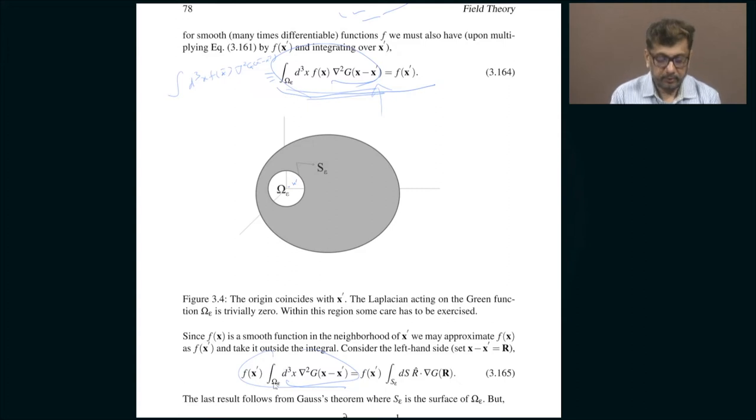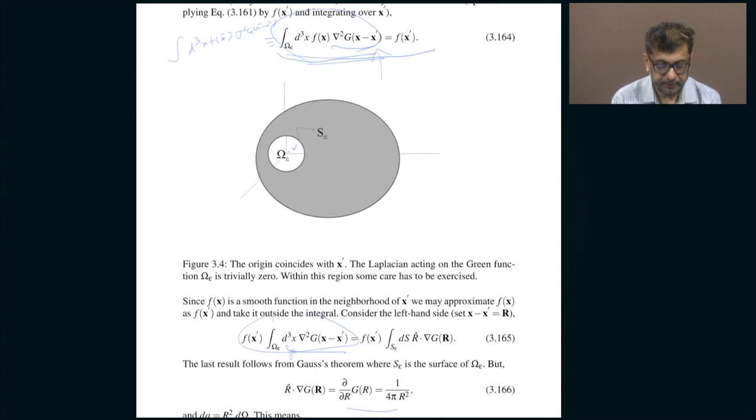Now all I have to do is integrate this over omega epsilon. Fortunately, the reason why I chose a small sphere is because spheres are nice to integrate with. I could have chosen a cube or something more complicated, but that would have made my life unnecessarily complicated.